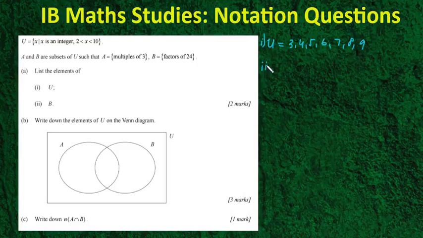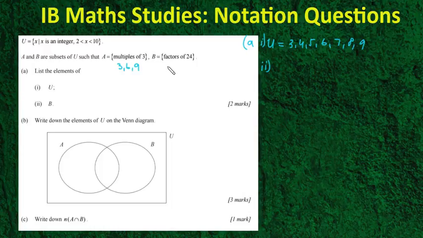For part 2, and again, this is for A, we've got list the elements of B. Well, A and B are subsets of U. Now remember, a subset means that they are some of these numbers here. Well, it could be all of them as well because it doesn't say at the moment that it's a proper subset. Such that A has multiples of 3. So we're talking about things like 3, 6, and 9, and we have B are the factors of 24.